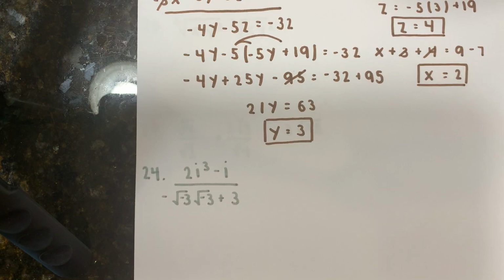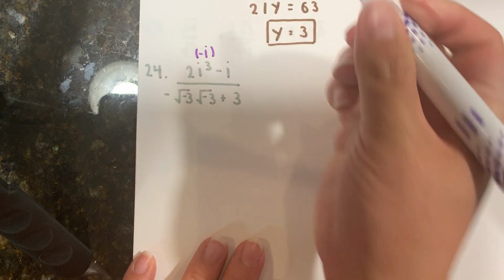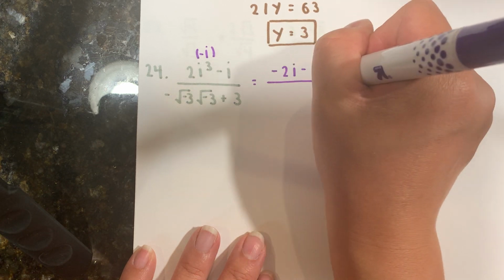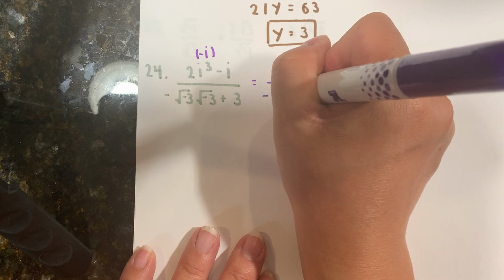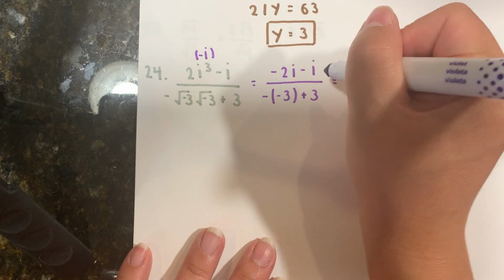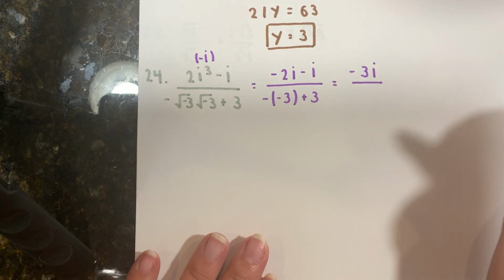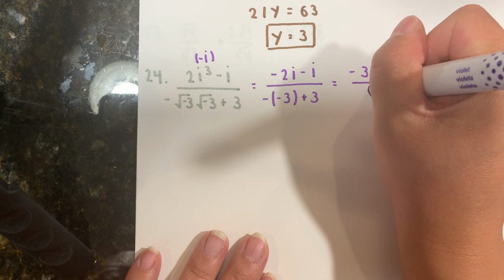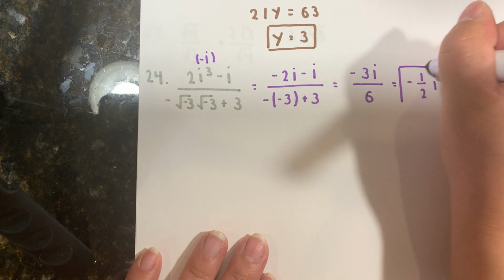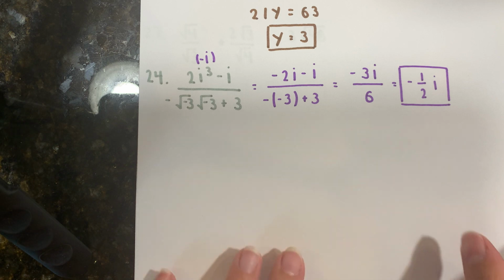Now number 24, i cubed is equal to negative i. That would give me negative 2i minus i over minus negative 3 plus 3. So negative 2i minus i would be negative 3i. Two negatives make a positive, so positive 3 plus positive 3 would be 6, meaning my answer is just negative 1/2 i for number 24.